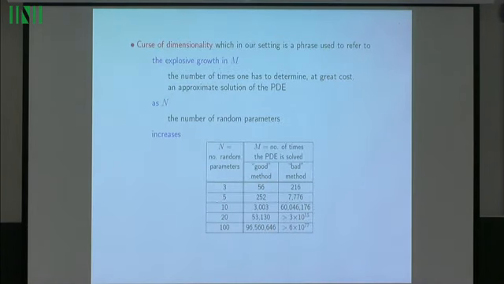So this brings us to the dreaded curse of dimensionality, which is a phrase that we use to refer to the explosive growth in the number of times you have to solve the PDE as the number of parameters increases. So here is a table: number of parameters, and M, the number of times a PDE has to be solved by a good method. I'll tell you later what goes into these two methods. And you see for 100 parameters, the good method requires 96 plus million PDE solves. The bad method requires more PDE solves than there are electrons in the universe.